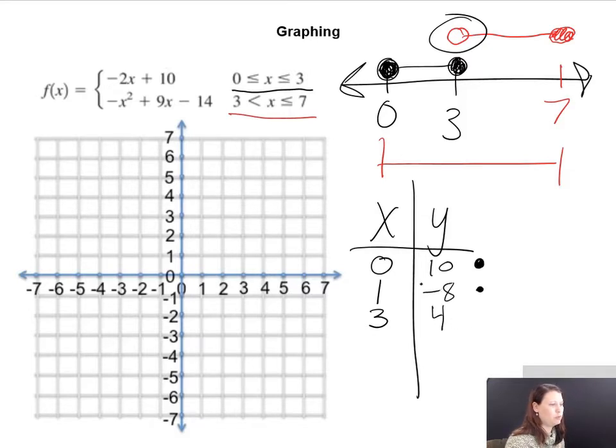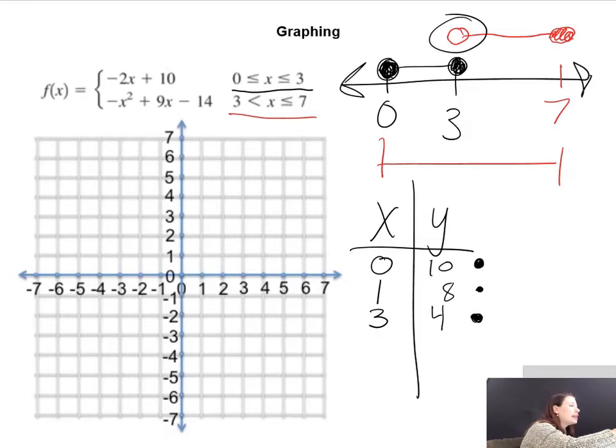Wait, hold on. Why is this one negative 8? It should have just been 8. Sorry about that. So we'll take that negative off. I was wondering why that didn't make sense. So we have this 3, plug in, get 4. Because we still have less than or equal to 3 for that top piece, it is still a filled in circle, a full point, okay?